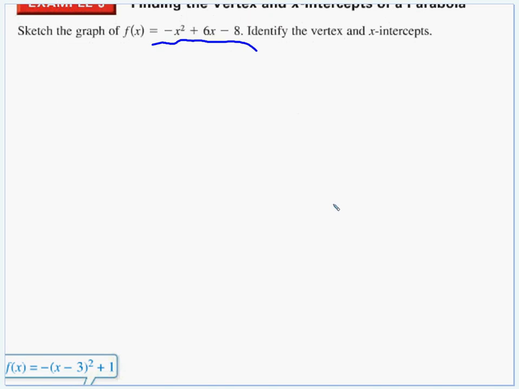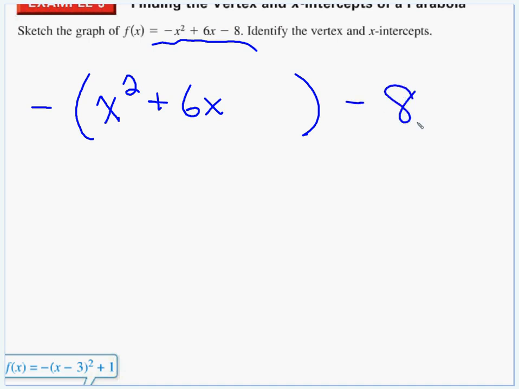So let's go back to our original and let's factor out a negative: negative x squared plus 6x. Now here, we're not going to factor a negative out of the negative 8. That's going to stay a negative 8 here. Well, if I factored a negative out of here, then this 6 should be a negative 6. Okay, we're good. So we factor a negative out of those first two terms. And we put the negative 8 out of the way.